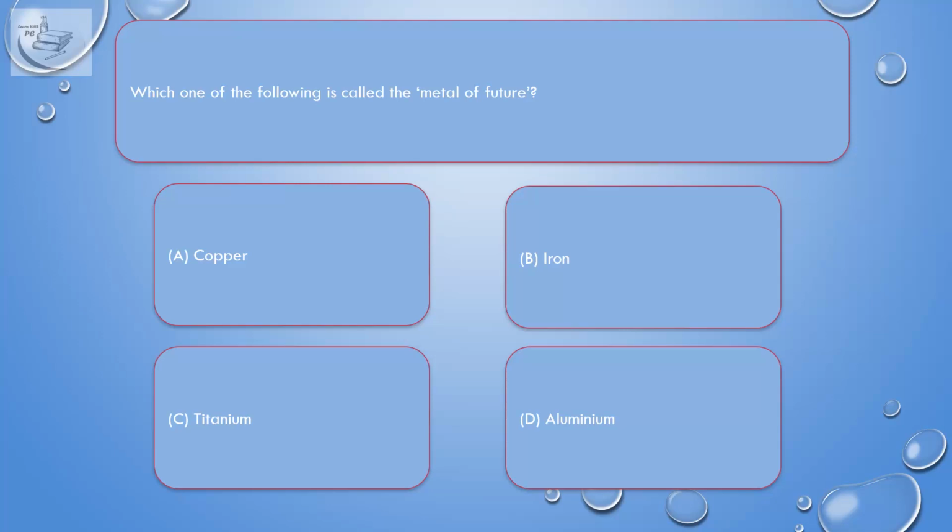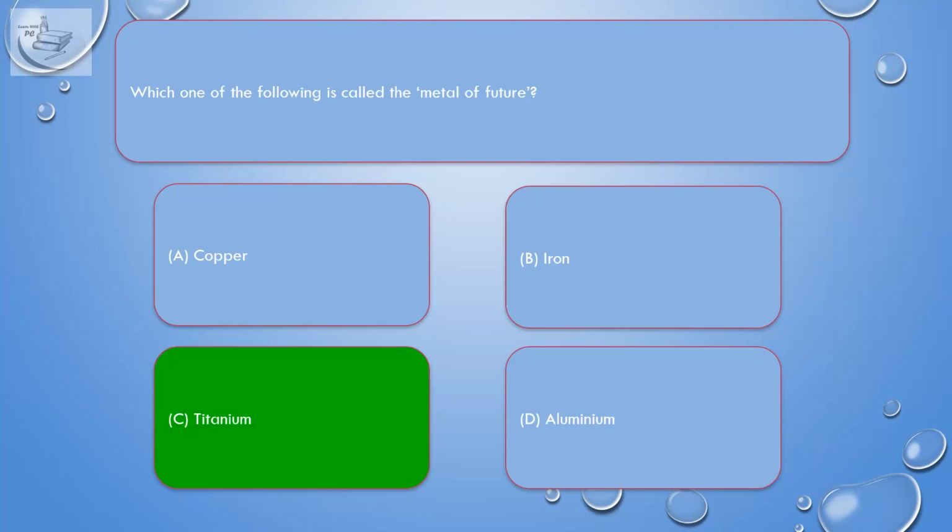Question: which one of the following is called the metal of future? A. Copper. B. Iron. C. Titanium. D. Aluminium. Correct answer is C. Titanium.